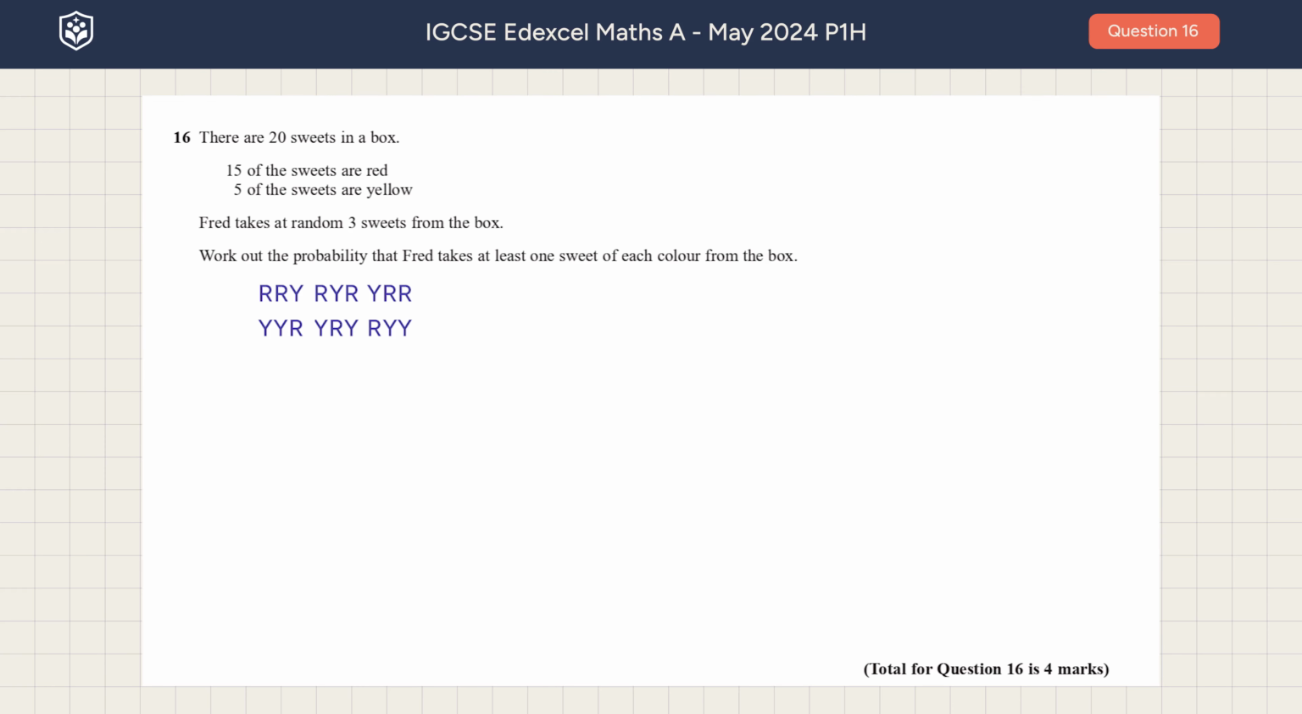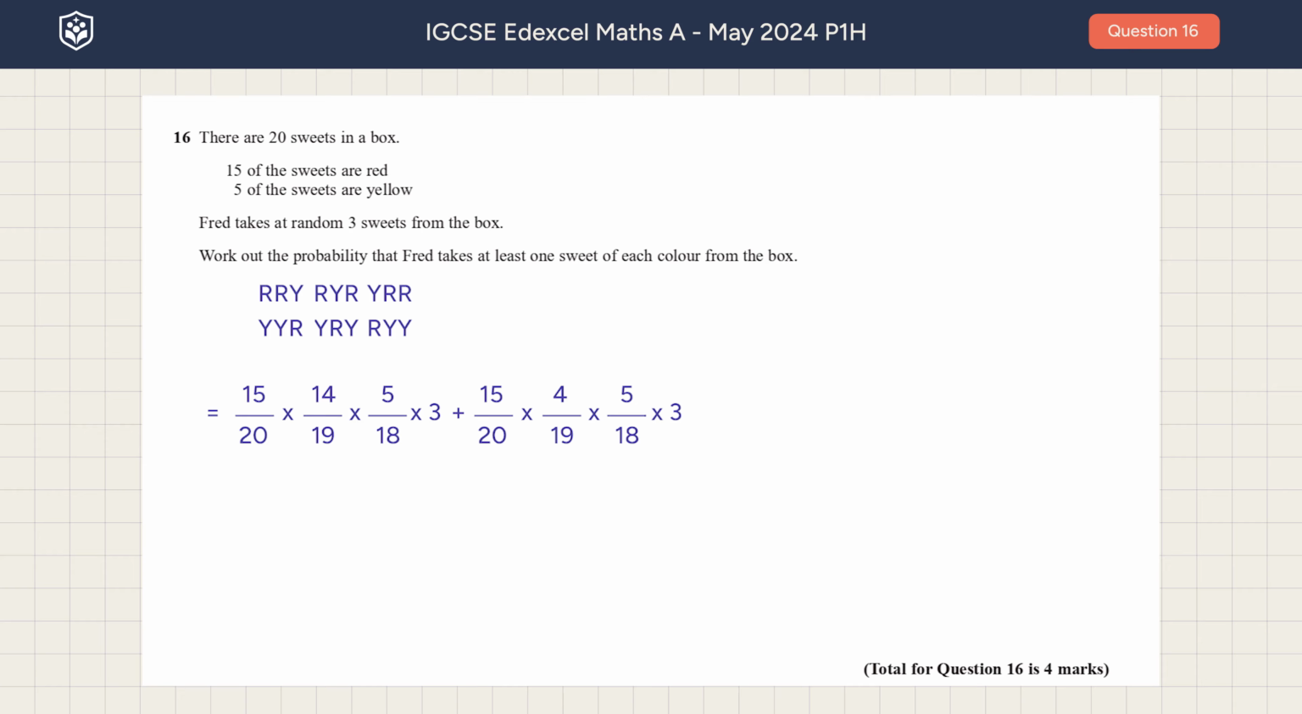So let's start with two reds, which would be 15 over 20 for the first red, then 14 over 19 for the second red, since it's without replacement, so there's one less sweet in the box. Then for yellow, 5 over 18 and times this by 3. Moving to the two yellows, which is 5 over 20 times 4 over 19 times 15 over 18, then again, times 3.